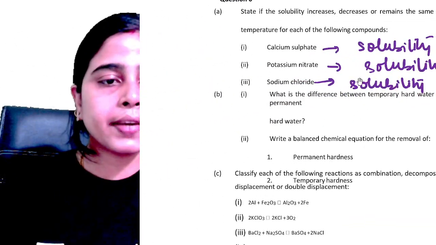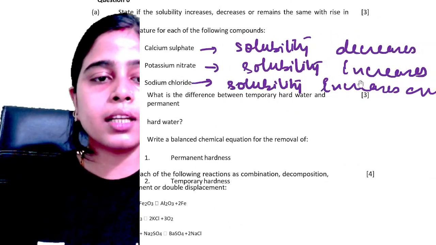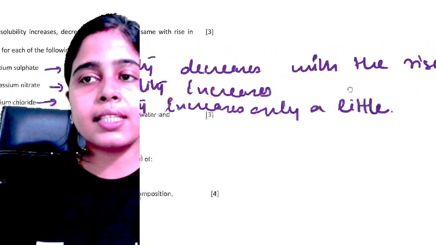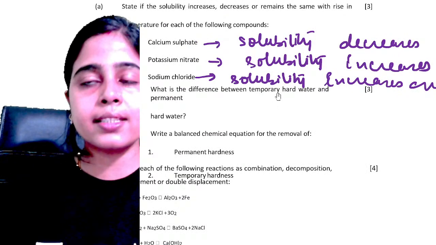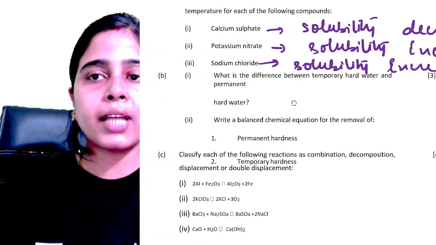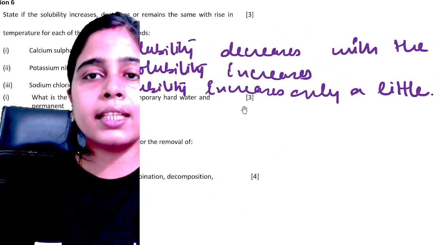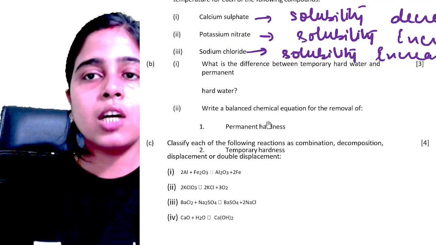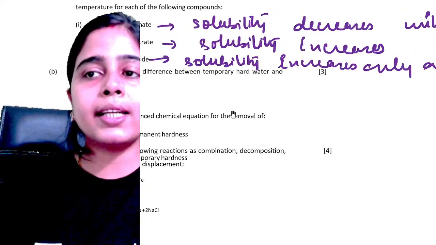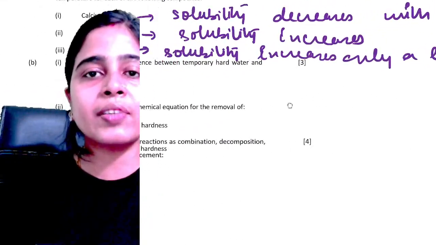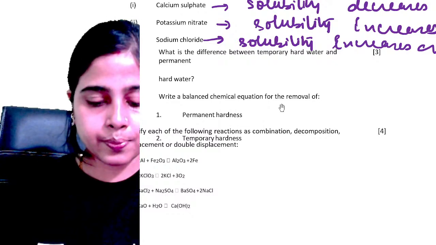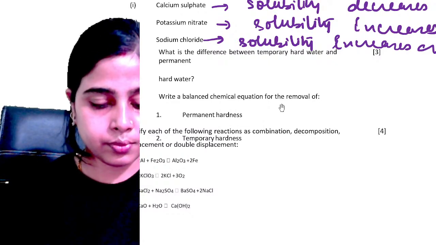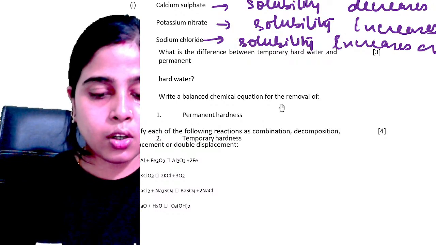Just try to see the answer. For calcium sulfate, your solubility will decrease with the increase in temperature. For potassium nitrate, solubility increases with the increase in temperature. For sodium chloride, solubility will increase only a little with the increase in temperature. Is it clear to everyone in the class? Okay.